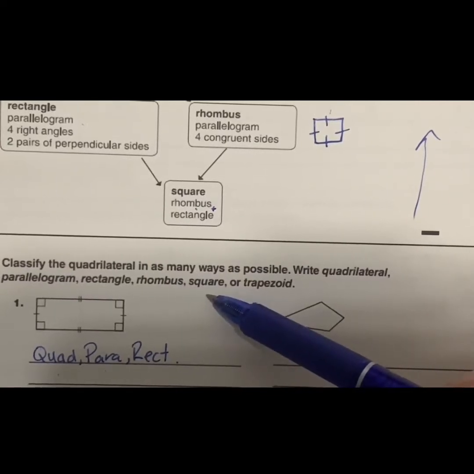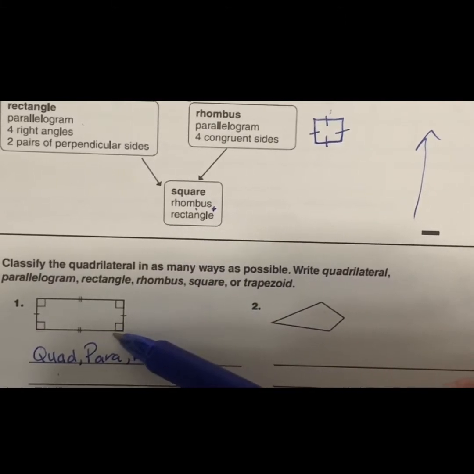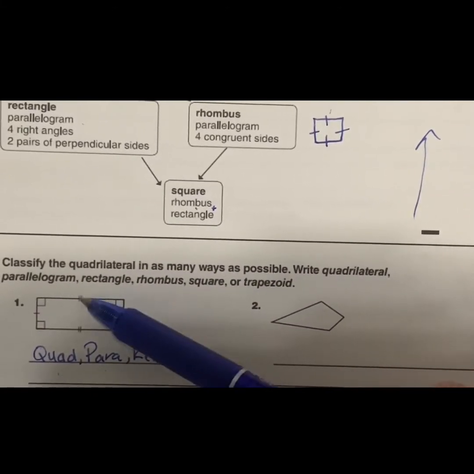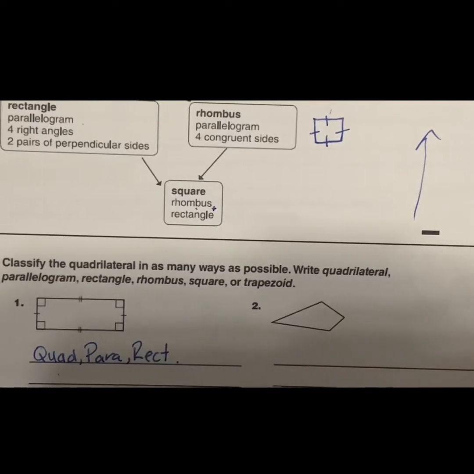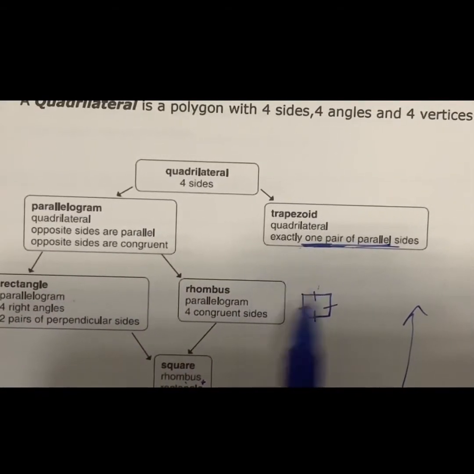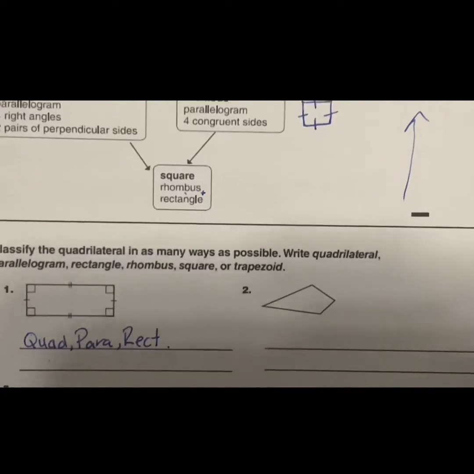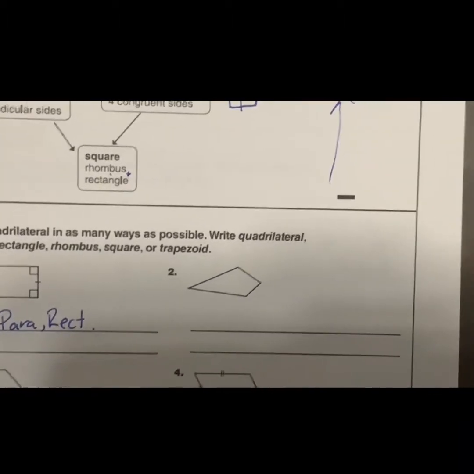Let's see, is this a square? Well, a square says it has to be a rhombus and a rectangle. Well, it is a rectangle, but it's not a rhombus. So this cannot be a square. So it is just quadrilateral, parallelogram, rectangle. And is it a trapezoid? Well, we know that if it's a parallelogram, it cannot be a trapezoid. Same as if it's a rectangle, it cannot be a rhombus. All right, let's go to the next one.